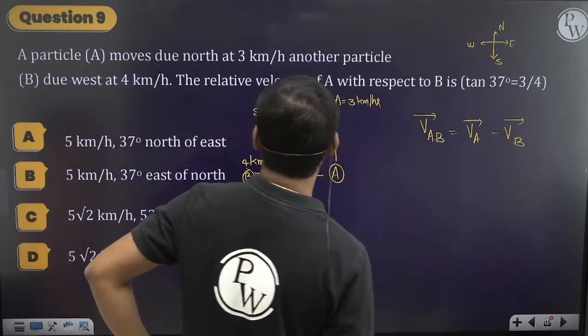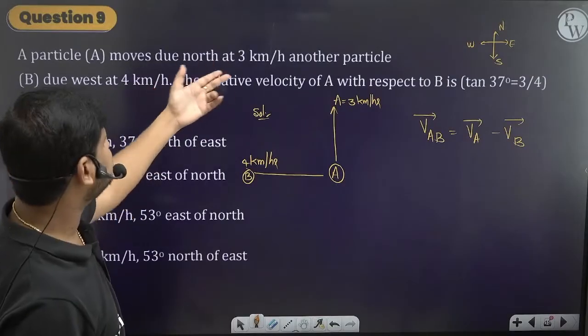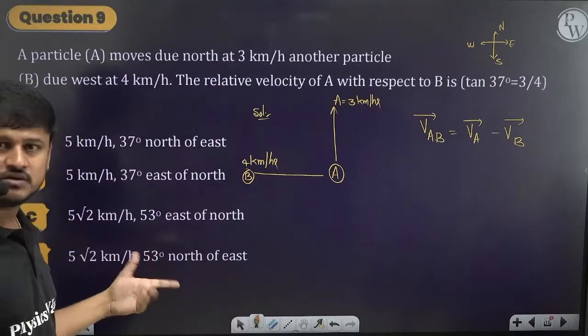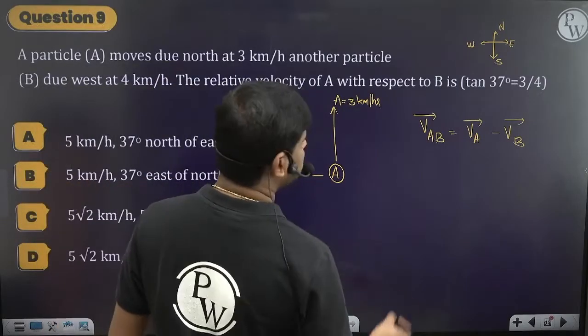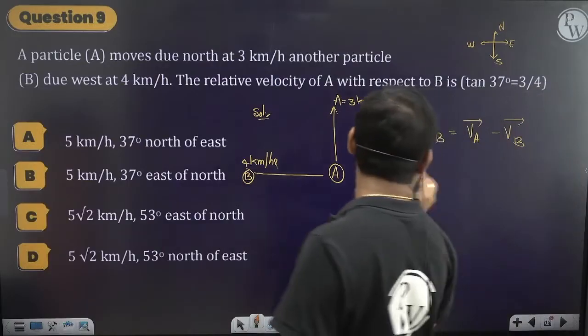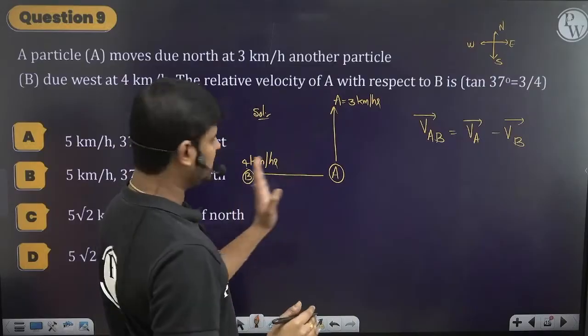Don't just cancel, sir. This is 3, this is 4. So VA minus VB means 3 minus 4, which is minus 1. But is there any option with minus 1? No. So what do we have to do? VA minus VB, the velocity of A with respect to B. Can we shift this vector parallel to this side?